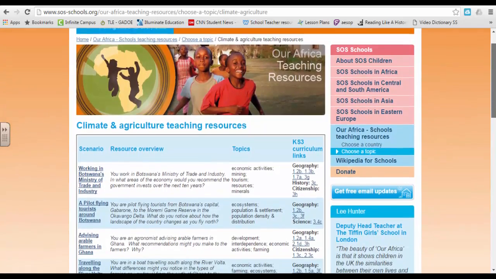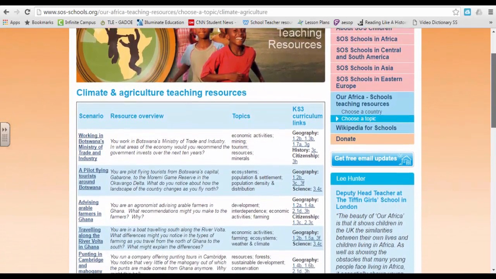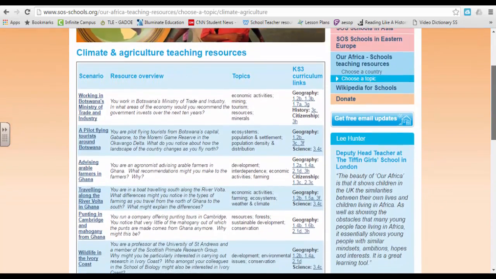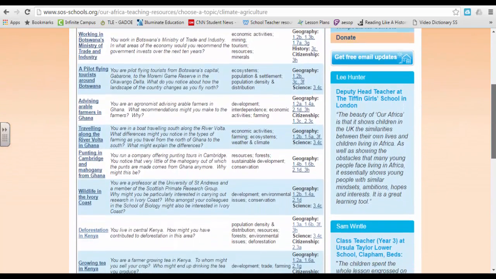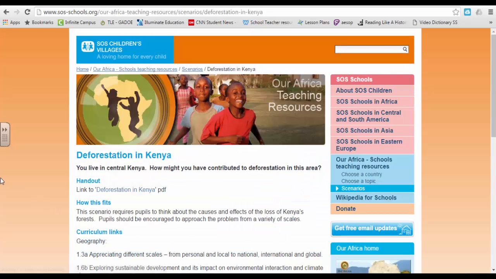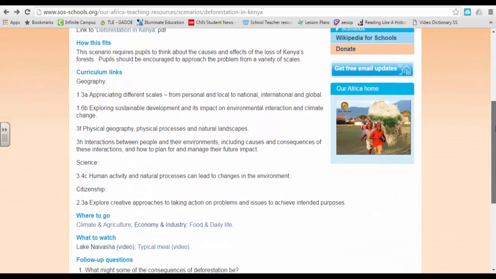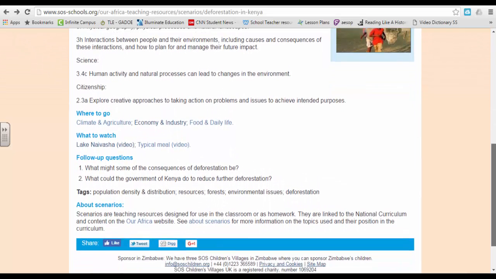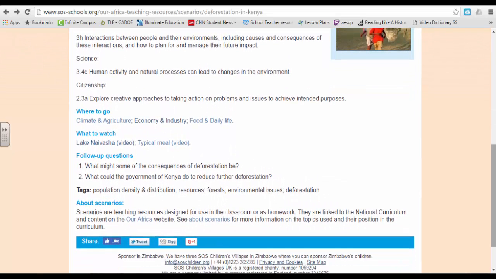Each scenario here gives students a writing prompt to consider and then gives resources from the Our Africa website to use to answer the question. As you can see, there are a multitude of prompts that you can choose from. Let's look at the deforestation in Kenya as an example. The standards that you see are British standards. The areas that will be helpful to you are where to go and what to watch. This is where the students can find information to use in forming an answer to the question.